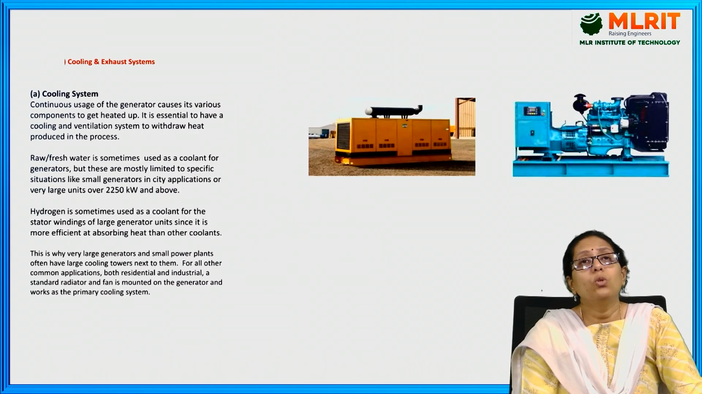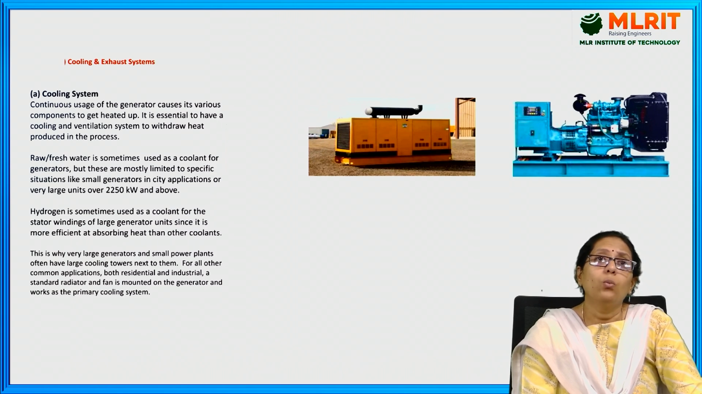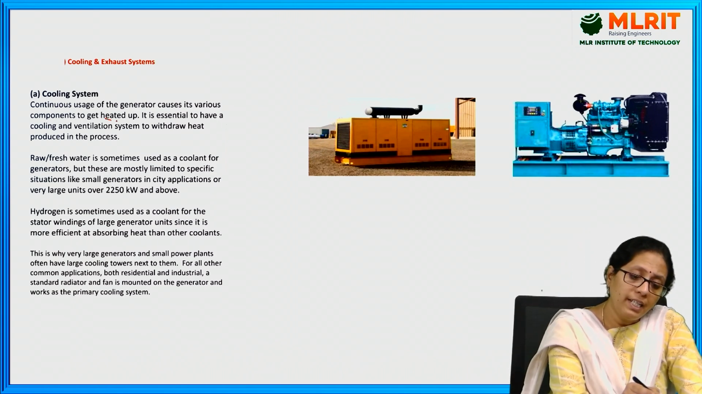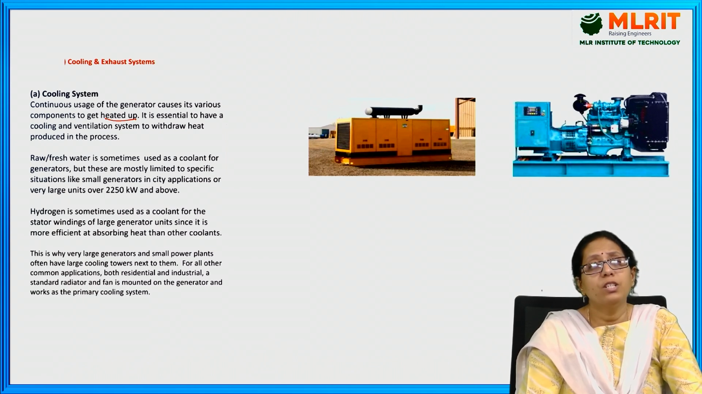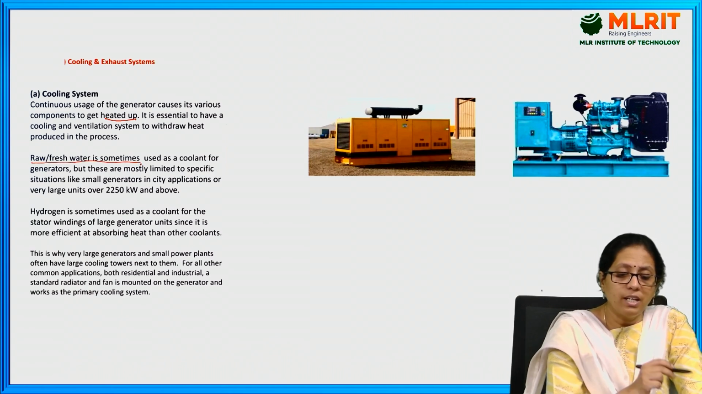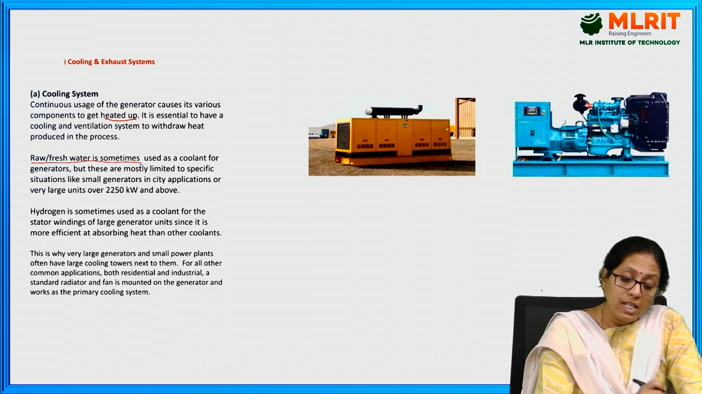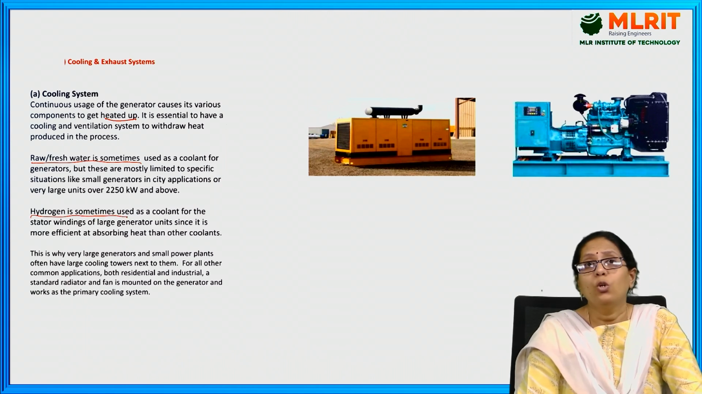Next one is the cooling and exhaust system. Here you can see a cooling or an exhaust system. The continuous usage of a generator causes its various components to get heated up. In order to cool these devices, it is essential to have a cooling or a ventilation system. Raw or fresh air is sometimes used, and sometimes hydrogen is also used as a coolant.